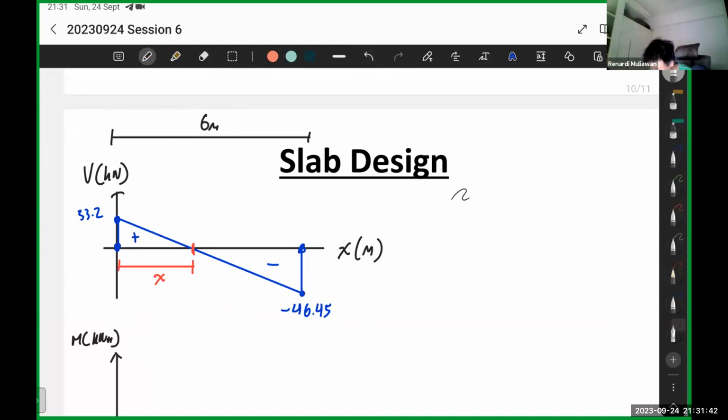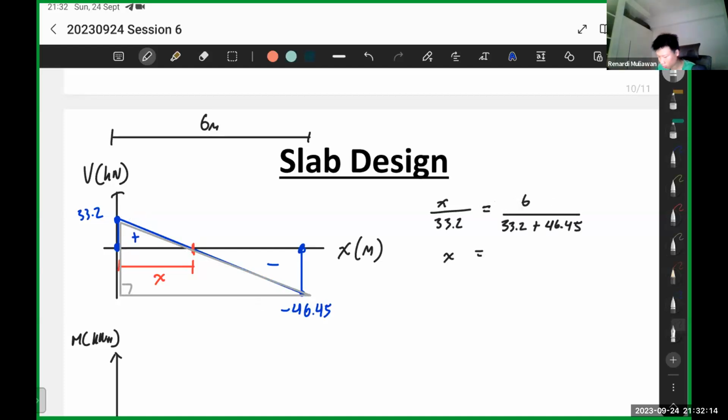So by using similar triangles, x divided by 33.2 is equal to, then I'll take this whole triangle, this whole thing. Okay, so this whole triangle, that's 6 meters divided by 33.2 plus 46.45. In this case, you get x equals 2.5 meters. Okay, so now you get x to be 2.5 meters.